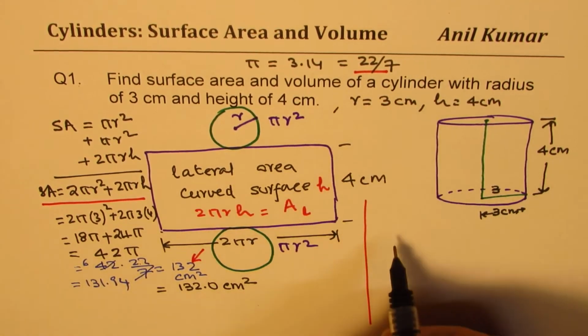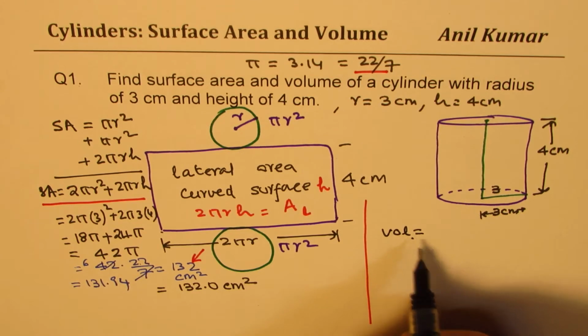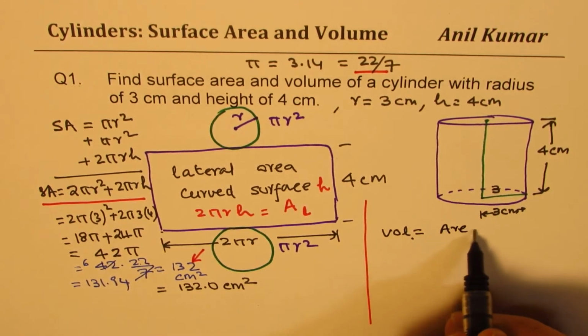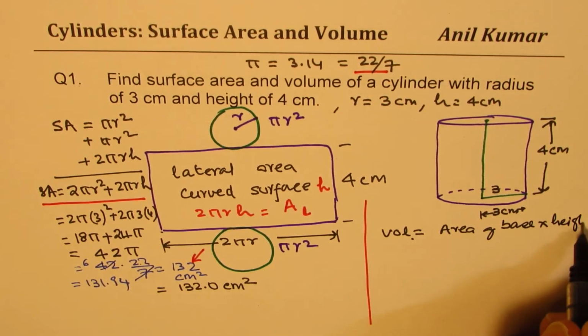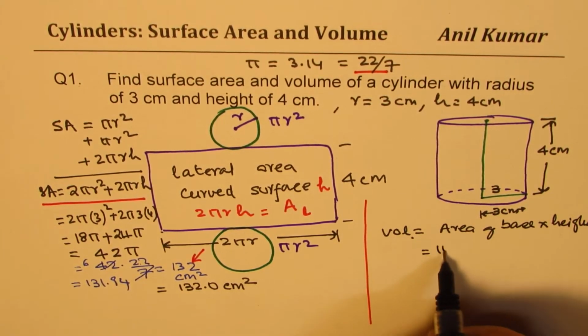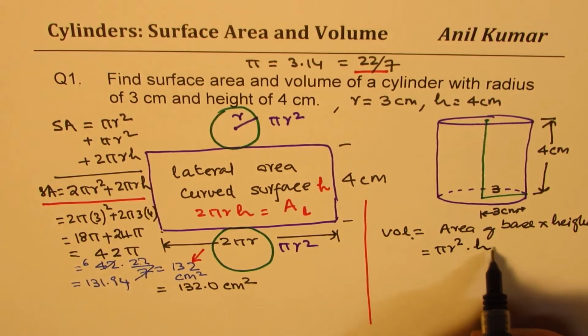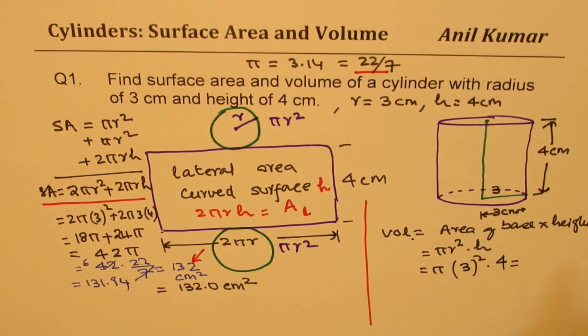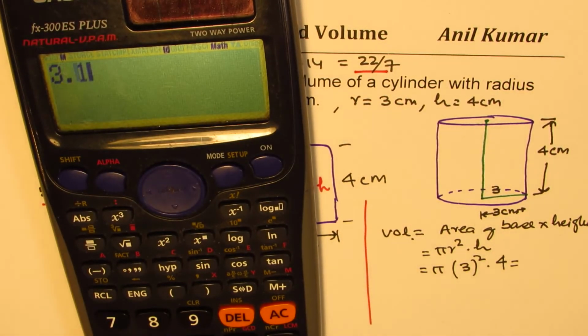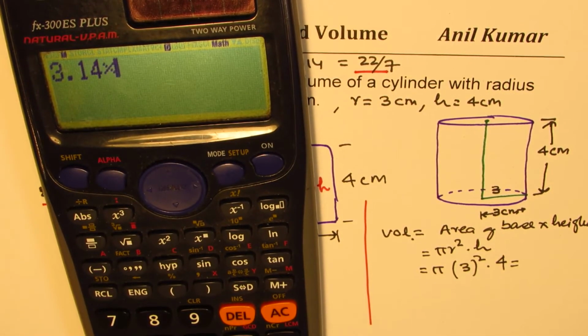We need to find the volume. Now volume is area of the base times height. Now it is a circle, so area of the base is pi r square and height is h. So we can multiply pi with the radius 3 square, and height of 4 to get our result. Correct? Let's use the calculator. This time I'm going to use 3.14 for pi, times it with 3 square, and then times it with 4. And what do we get?